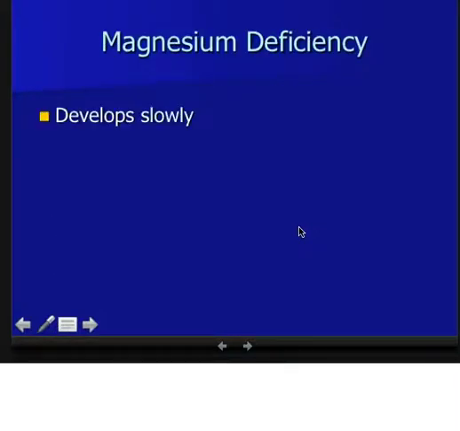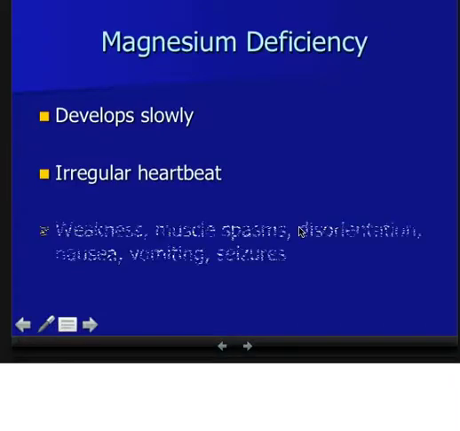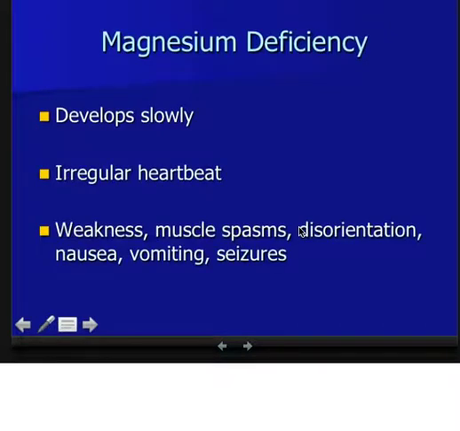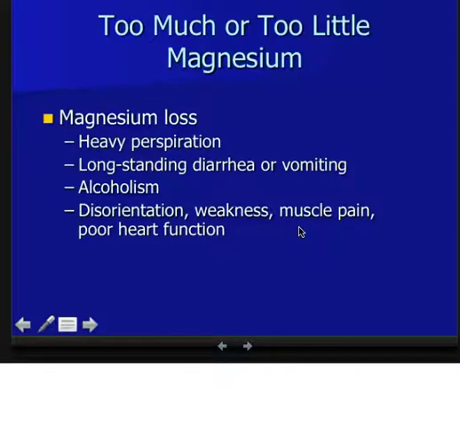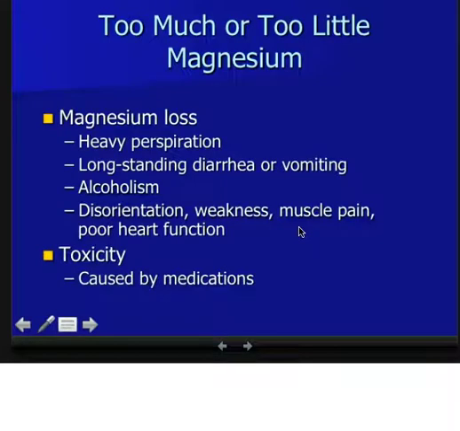Okay, deficiencies can develop slowly, can result in an irregular heartbeat, and can also be characterized by weakness, muscle spasms, disorientation, nausea, vomiting, and seizures. Too much or too little magnesium? Well, magnesium loss can be affected by heavy perspiration, diarrhea and vomiting, alcoholism, and it can be characterized by disorientation, weakness, muscle pain, and poor heart function. Toxicity is generally caused by medications that control the rate at which magnesium is lost or retained.